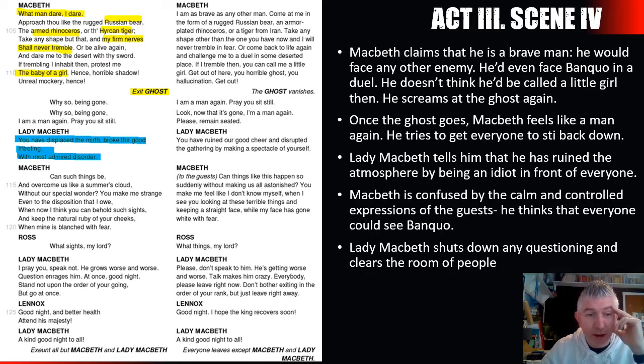Macbeth says, "Can such things be, and overcome us like a summer's cloud without our special wonder? You make me strange even to the disposition that I owe, when now I think you can behold such sights and keep the natural ruby of your cheeks when mine is blanched with fear."